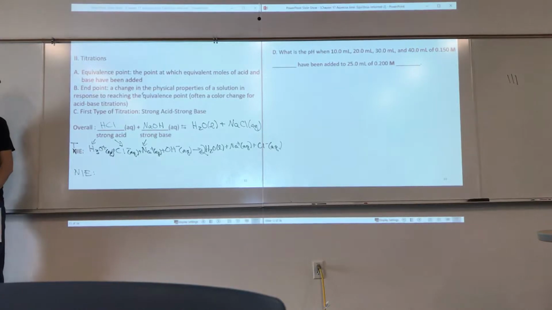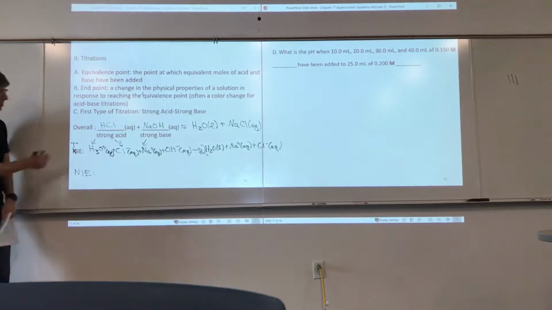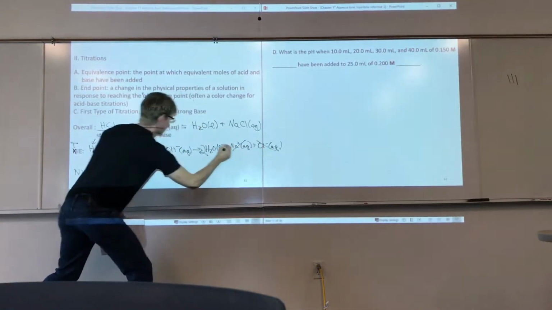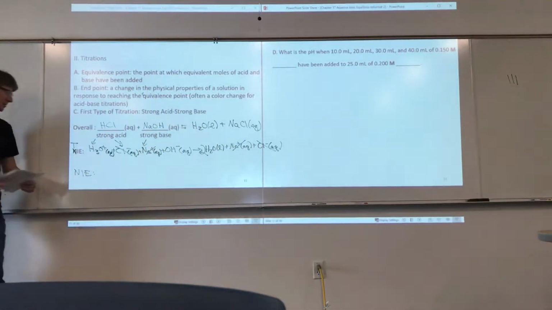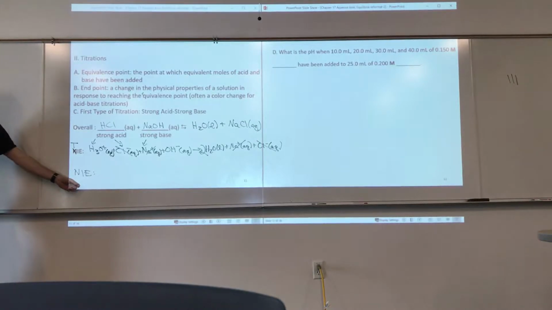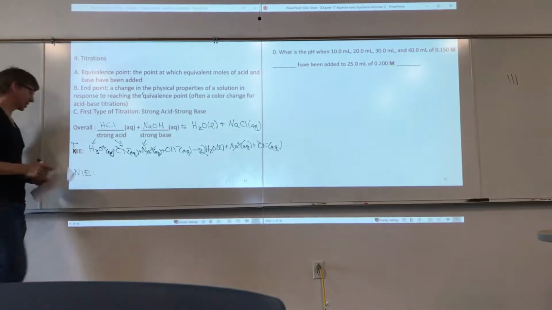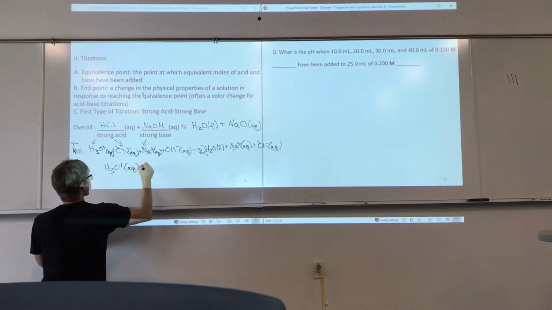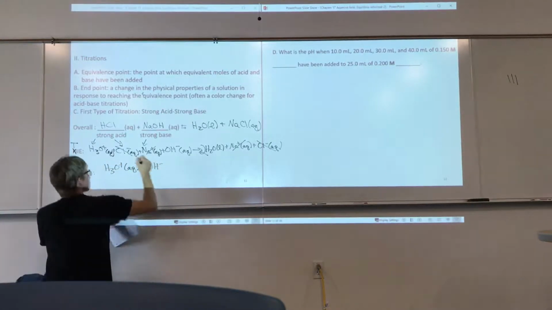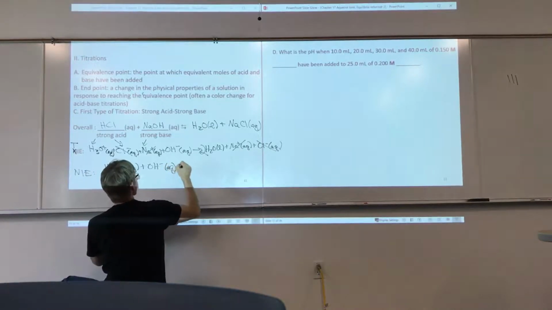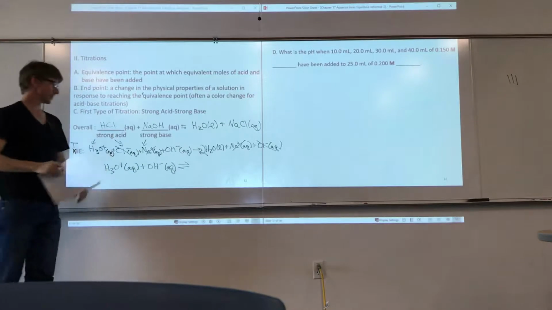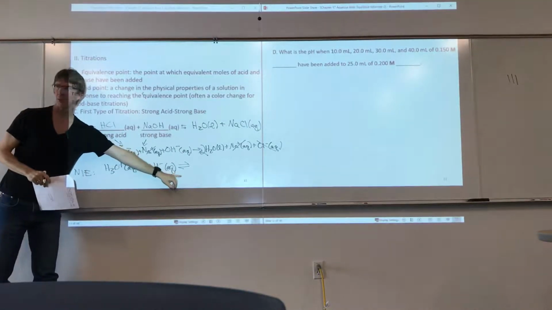So we take the Cl minus, it's on both sides. We take the sodium plus, it's on both sides. And we're left with the net ionic equation now, hydronium plus hydroxide. And I'm back in equilibrium lingo here with the double arrow.